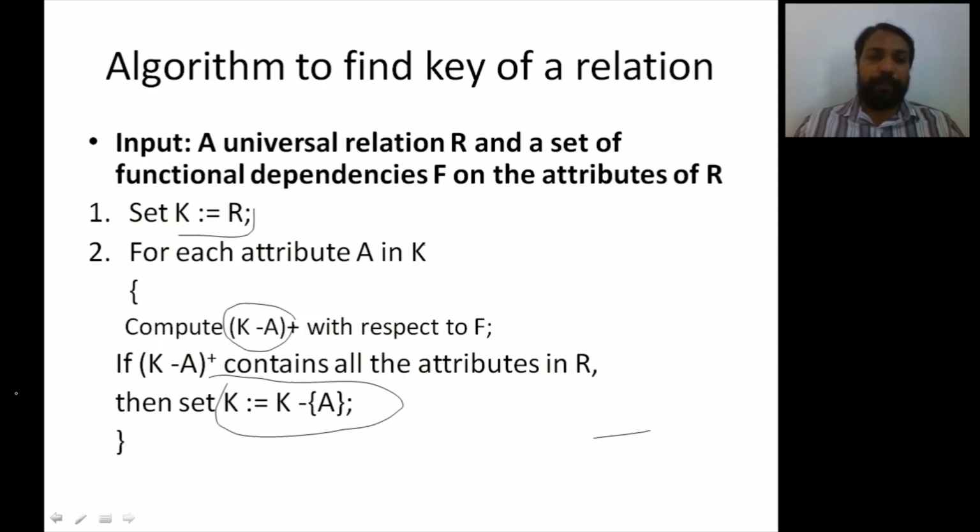Then this algorithm is repeated again and again. We remove one attribute at a time and again check the closure of K minus A. If it contains all the attributes, then K minus A will be the key. Like that, we go on removing, and finally we may get a key with two or three attributes. That combination will form the key. In this way, you can find the key of a particular relation, but the result depends on the order of removal of attributes. So the key may vary from person to person, depending on the order in which you remove the attributes from the table. So this is the algorithm to find the key of a relation.